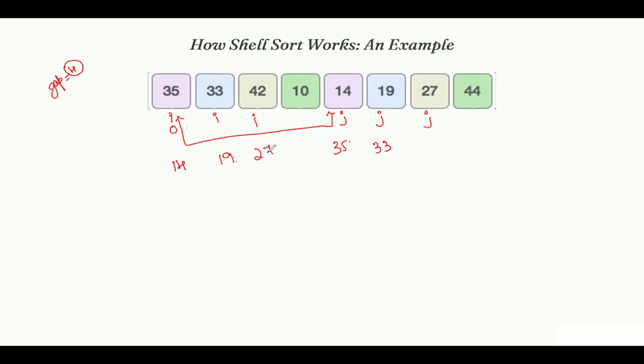So 27 is going to come here and 42 is going to come here. Next, the i value will be incremented over here and then the j value will be incremented over here. So 10 and 44, when I'm comparing, what is going to happen is there is not going to be any change. So as it is, I'm going to write.